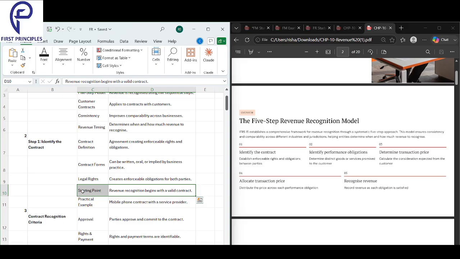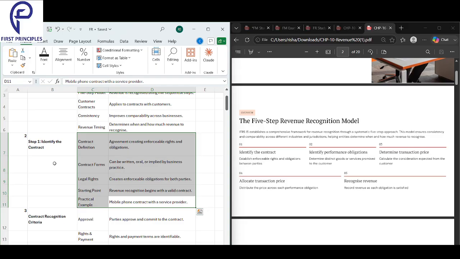Example, your phone plan: you pay monthly, then they give you service. That's the contract, your mobile phone contract with the service provider. There is a contract, and both the parties have duties. So firstly, we understood what a contract is.